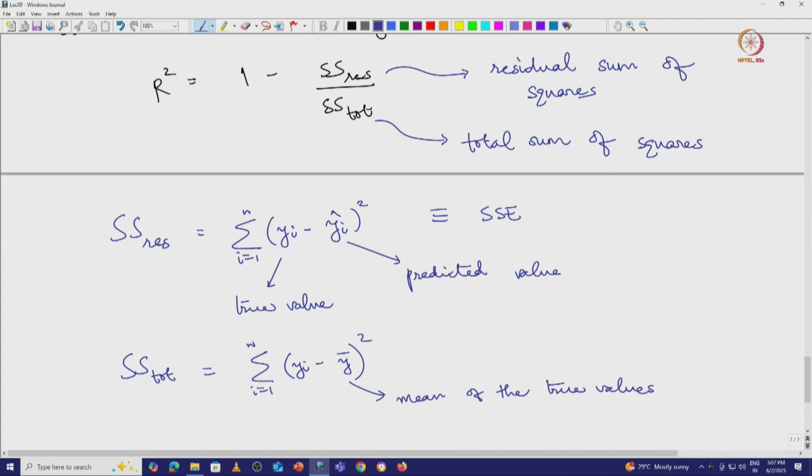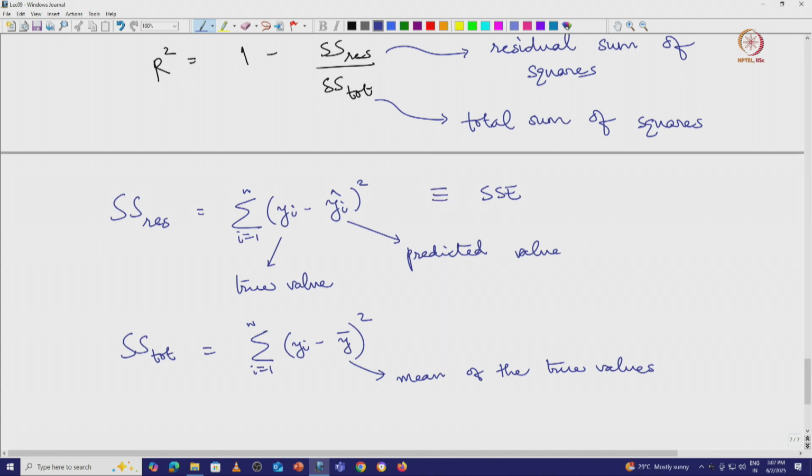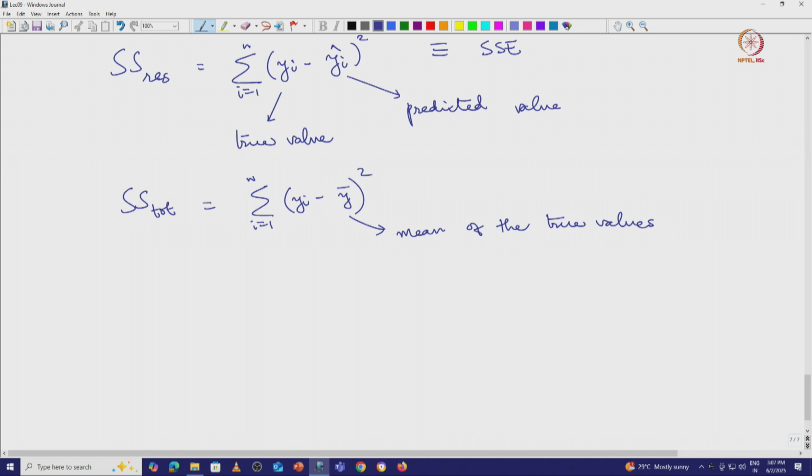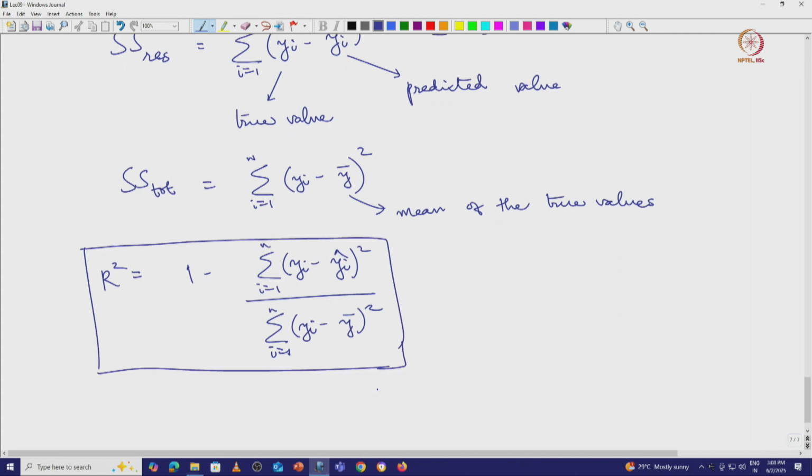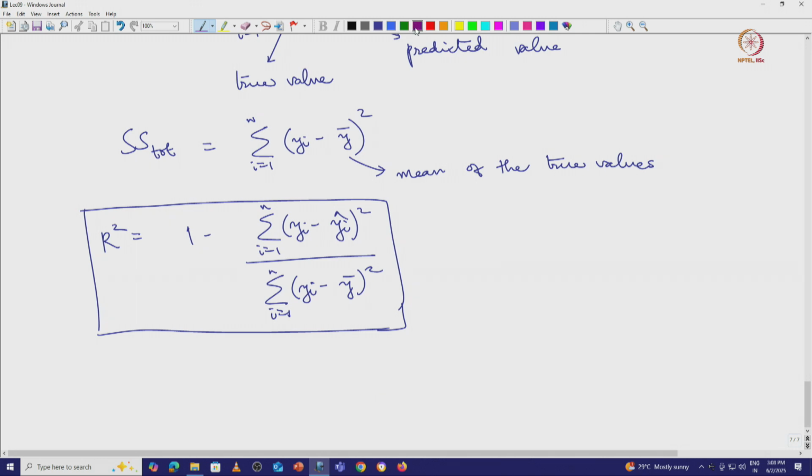Now let us see how this quantity changes as we go from one model to a different model. If you plug in this SS residual and SS total into the model, your R square will look like the following. The R square will become 1 minus the sum, i going from 1 to n, of (yi minus yi hat) whole squared, divided by the sum, i going from 1 to n, of (yi minus y bar) whole squared. Now what will happen for a perfect model?